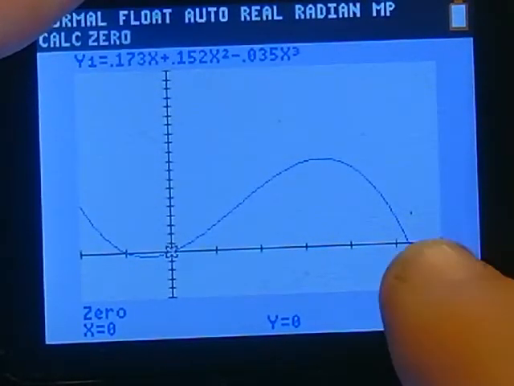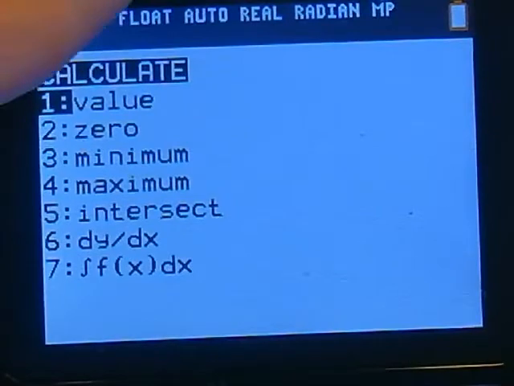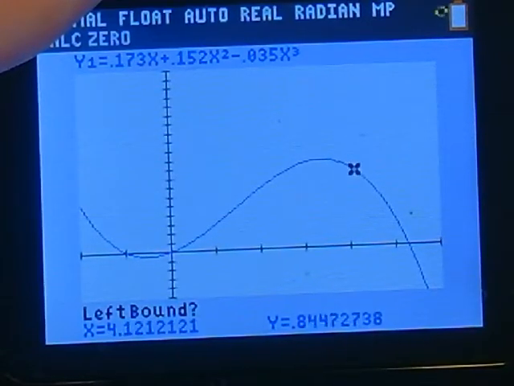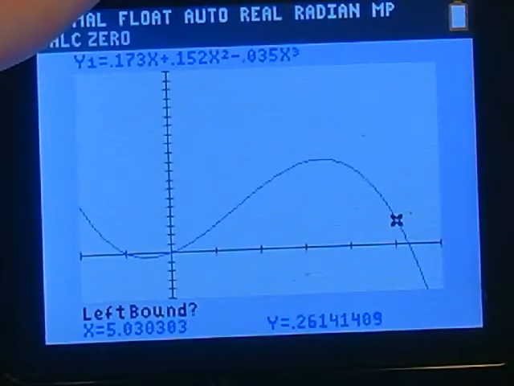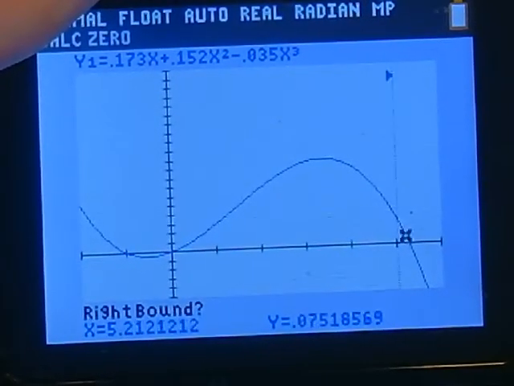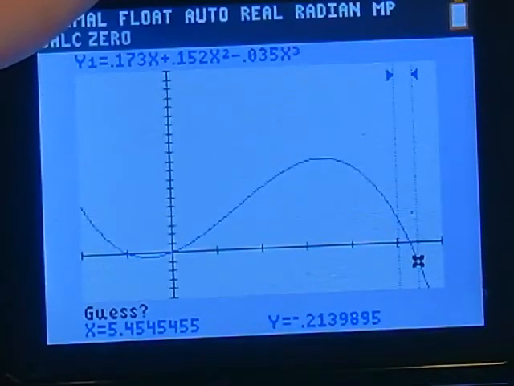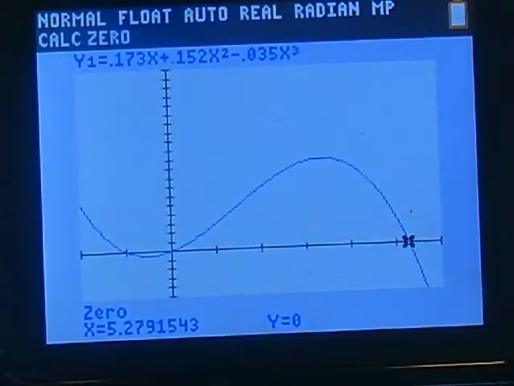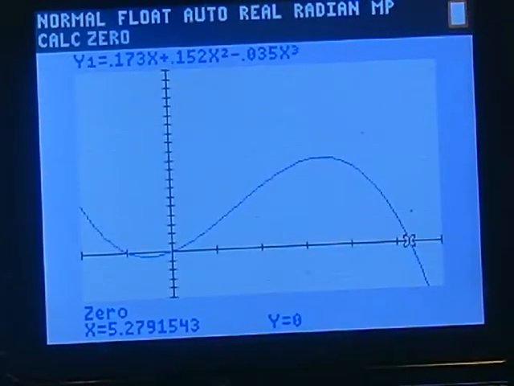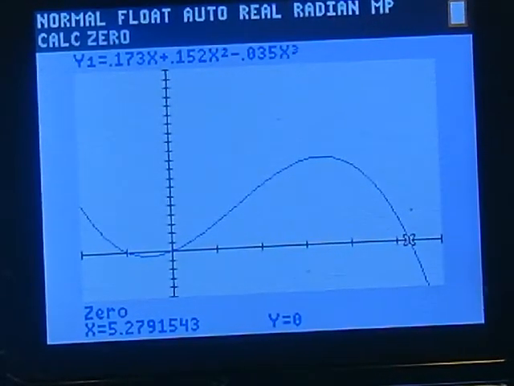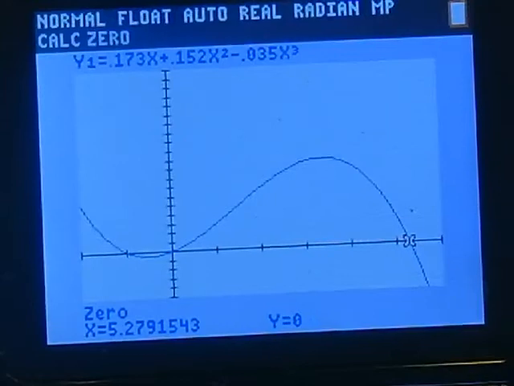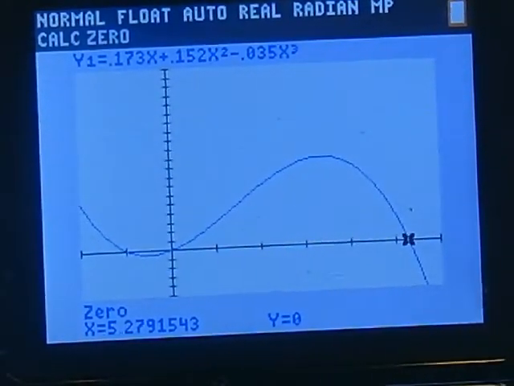All right, let's find the other one, the one on the right over here. So second calc 0. Let's move our cursor just to the left of that crossing, left bound. Right there, hit enter. Now we're going to go to the right of that crossing. There we go, enter. Enter again. And it appears that it's at about 5.3. I'm going to jot that number down on my board here. At 5.30, there is a crossing. And we know there was a crossing at 0, 0. So we've got our two zeros.